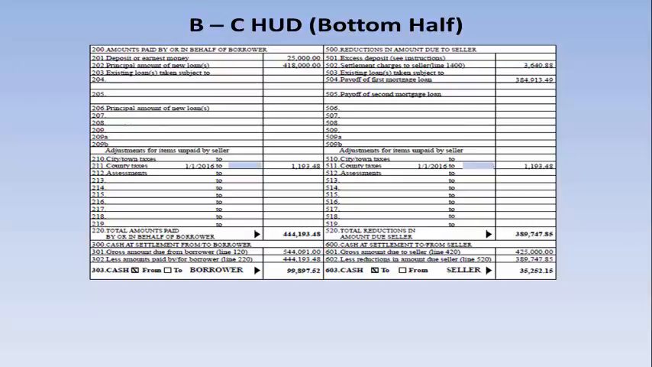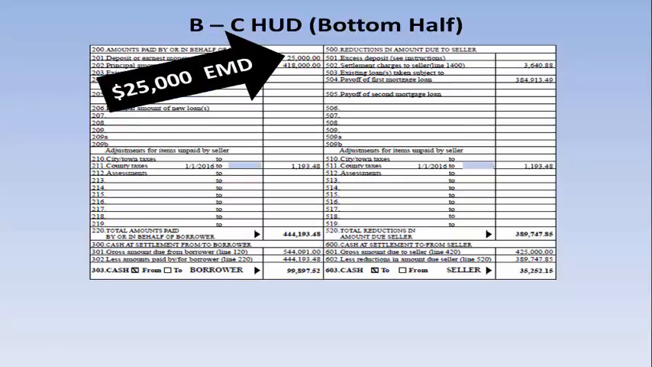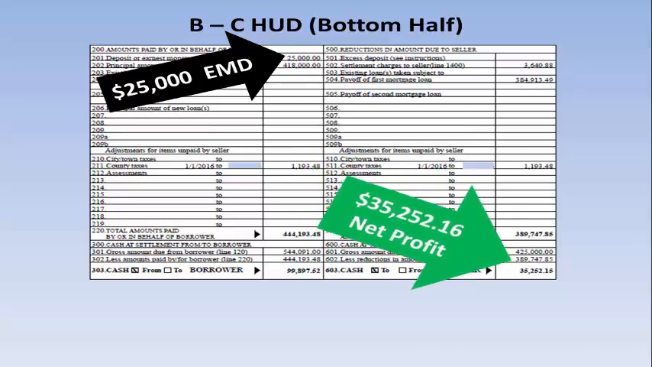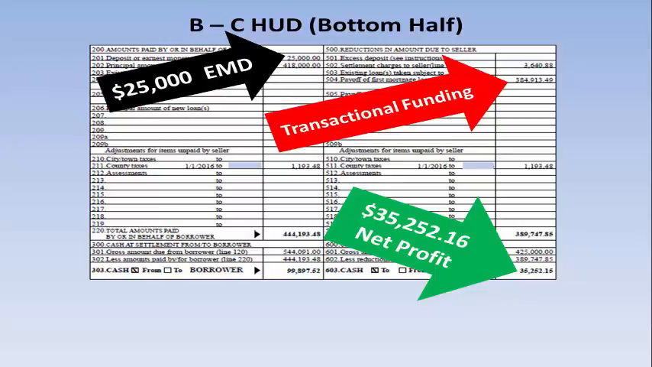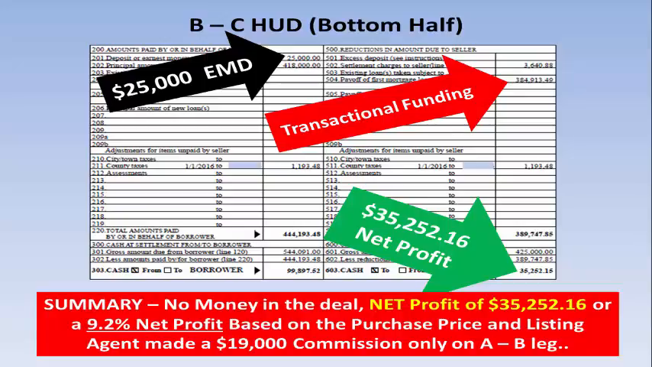The most important thing on this bottom half is the fact that the end buyer put up an earnest deposit of $25,000. If he defaults, we're going to claim his $25,000 earnest money deposit. Next thing here is, in fact, the net profit on the transaction, $35,252.16. Sort of in between that is the transactional funding. That includes the funding fee, not just the original amount, but the funding fee. So in summary, no money in the deal from the student, net profit of $35,252.16, or about 9.2% net profit based on the original purchase price. The listing agent in this case made $19,000 commission, but he only got it on the A to B leg.